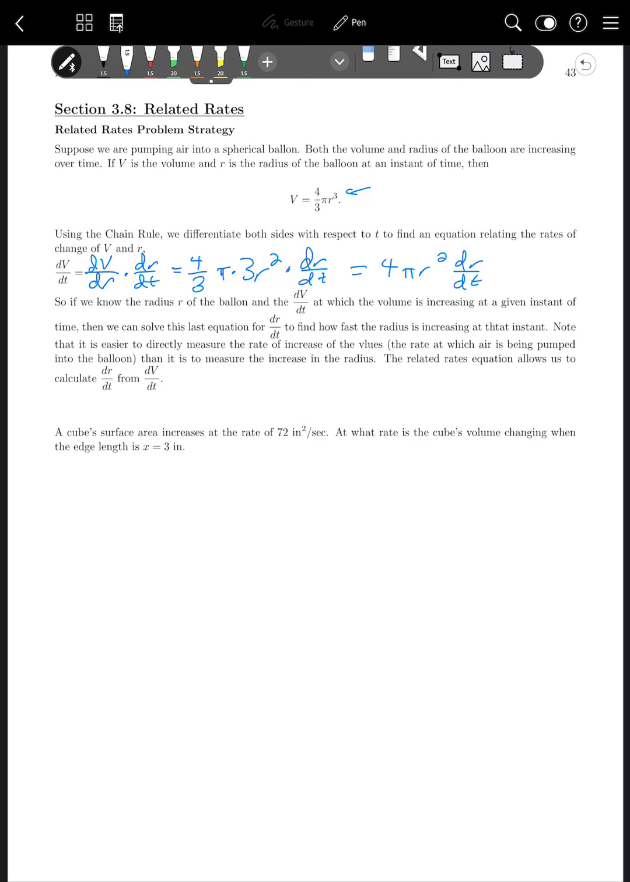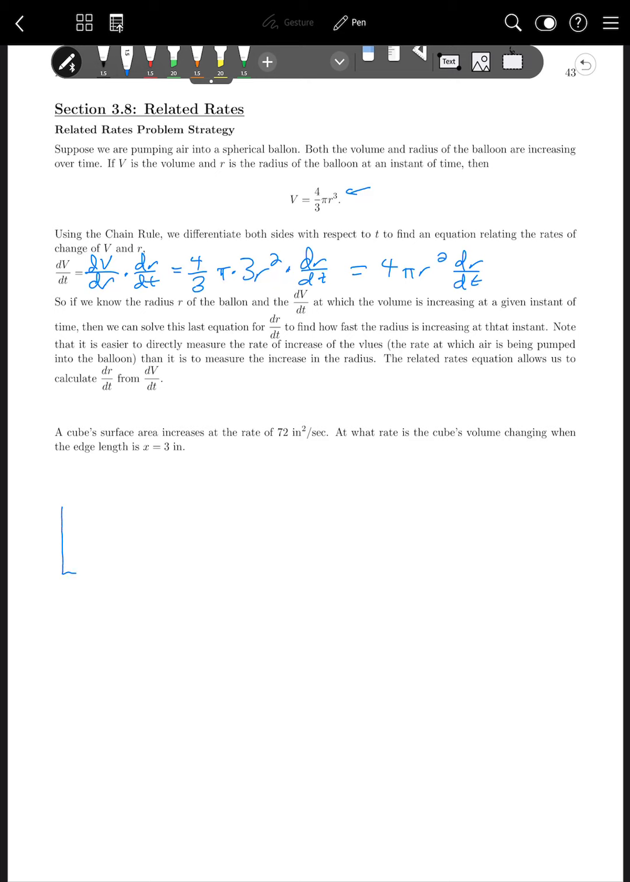So what we're going to do now is look at a bunch of different practice problems that go along with this idea. Suppose a cube's surface area increases at a rate of 72 inches squared per second. At what rate is the cube's volume changing when the edge length is x equals 3 inches? The first thing you want to do in this problem is write down as much information as you can. You're going to want some formula that relates the variables in your problem. In this case, we're looking at surface area and volume, and we're going to have an edge length.